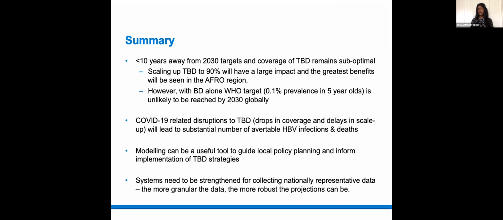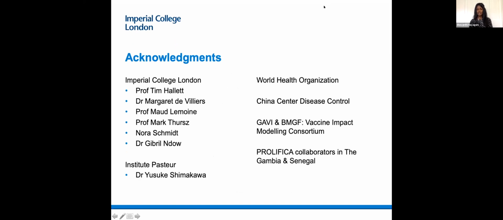COVID-related disruptions to timely birth dose, including drops in coverage and delays in scale-up, will lead to a substantial number of avertible hepatitis B infections and deaths. And modelling can be a useful tool to guide local policy planning and inform implementation of these TBD strategies, although it does have its limitations. And therefore, systems really need to be strengthened for collecting nationally representative data. And I think the more granular the data, the more robust any projections, any planning can be. So that's it. I'd like to thank collaborators all over the world, and I'm happy to take any questions.